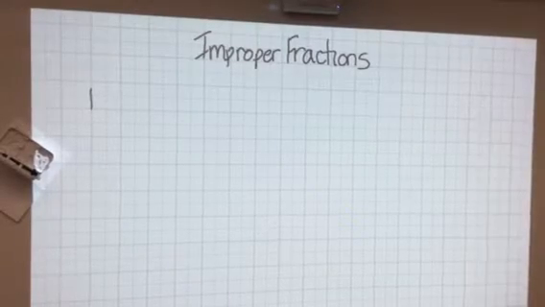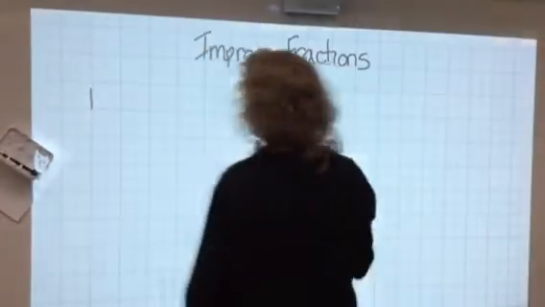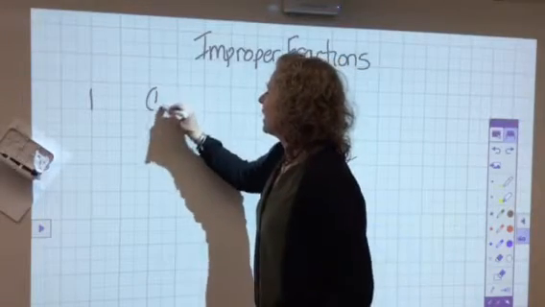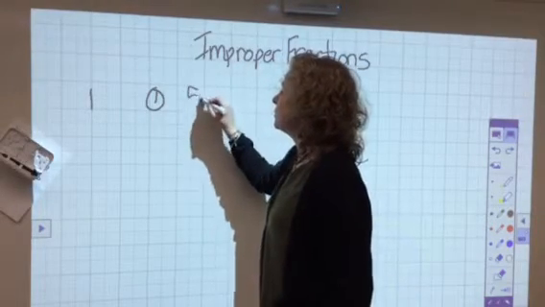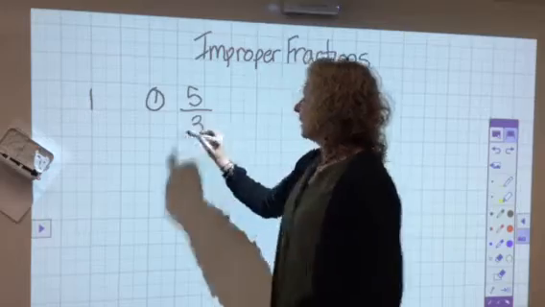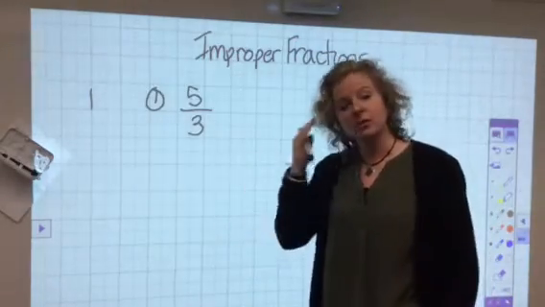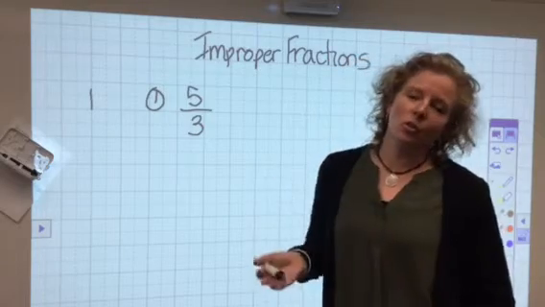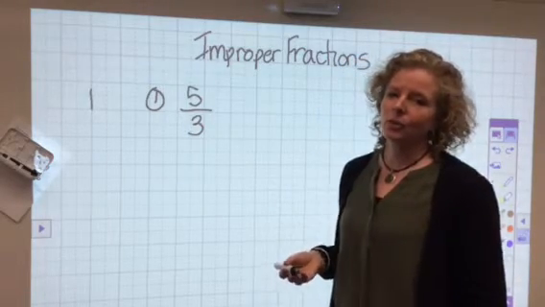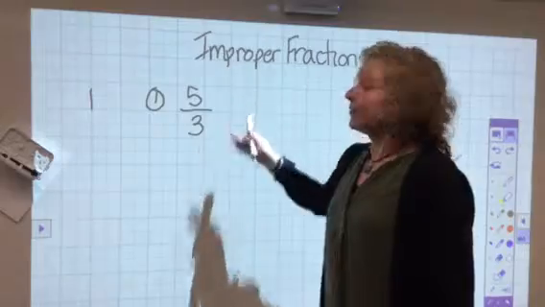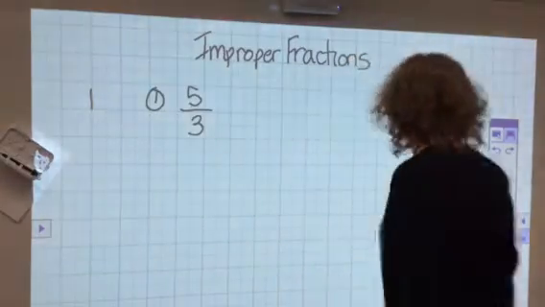Improper fractions are what we call those fractions that have a bigger numerator than denominator. That just doesn't look right, does it? 5/3. It's tough to picture. So I want to show you today how to first draw a model for an improper fraction.